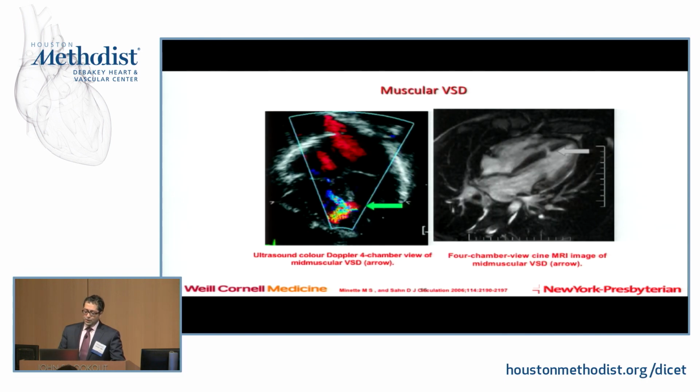I will say that most of the muscular VSDs that we close are often actually post-MI VSDs, more in the acquired heart disease population. But we occasionally will see a muscular VSD in an adult where we think that it's implicated in left heart dilation and talk about closing it percutaneously. And these are a few images of that.